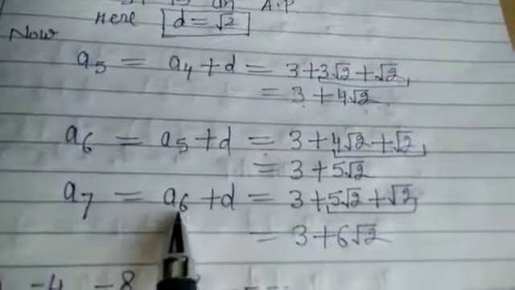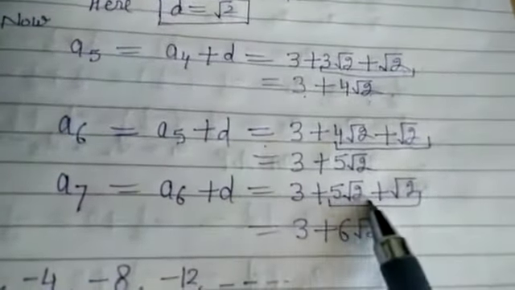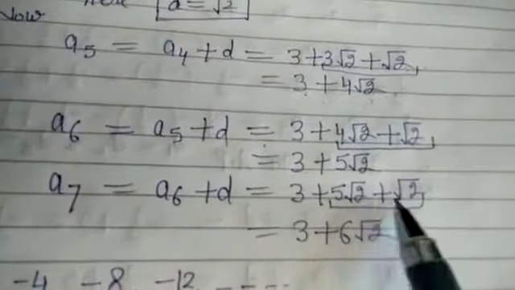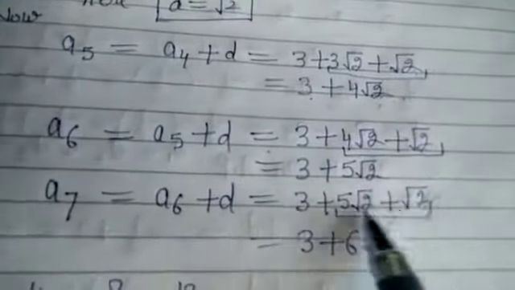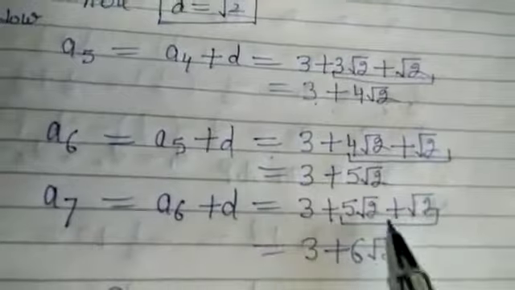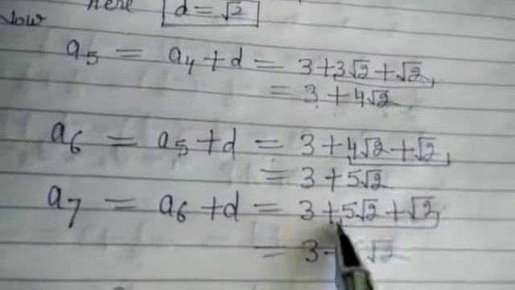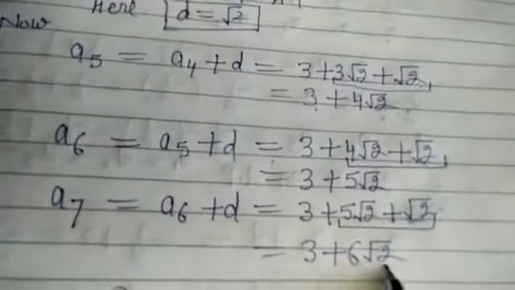In the same way, the seventh term is A6 plus D. So 3 plus 5 under root 2 plus under root 2. So 5 under root 2 and under root 2 are the same terms, like terms. So we will add 5 plus 1 is 6 under root 2.